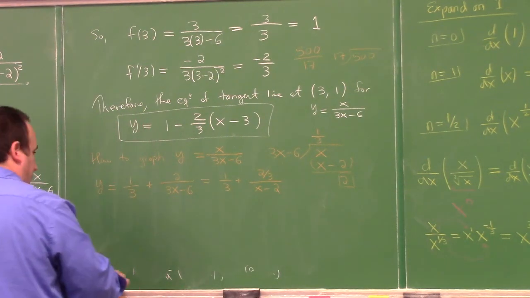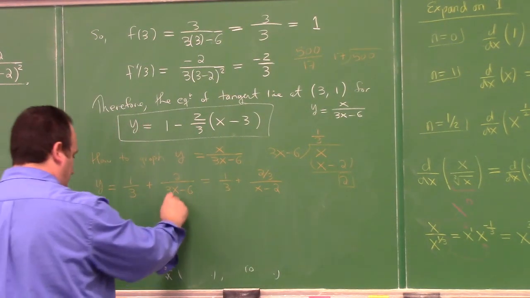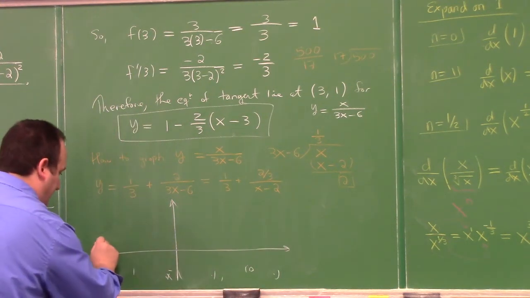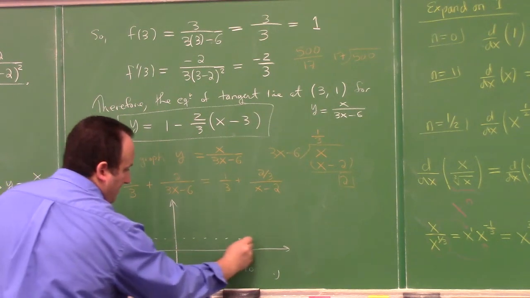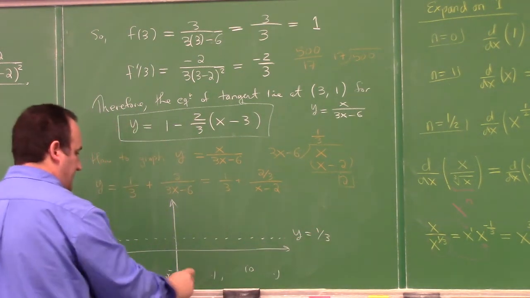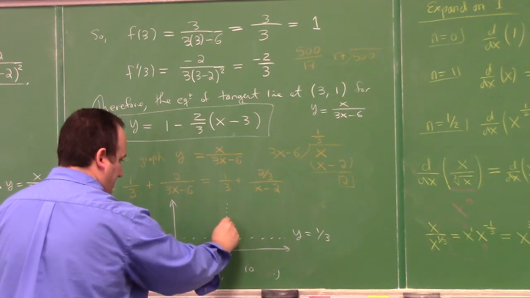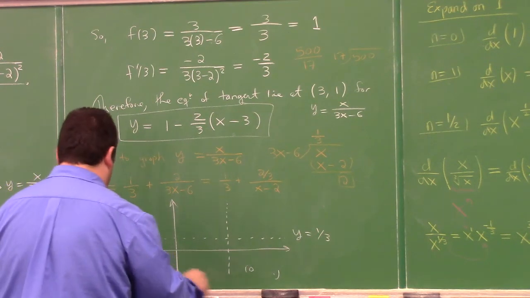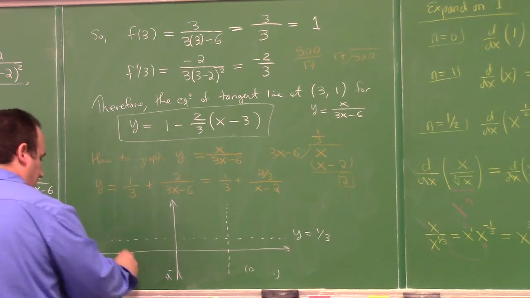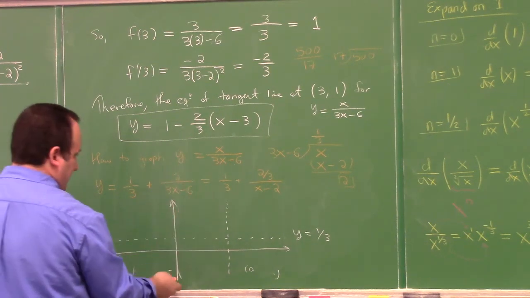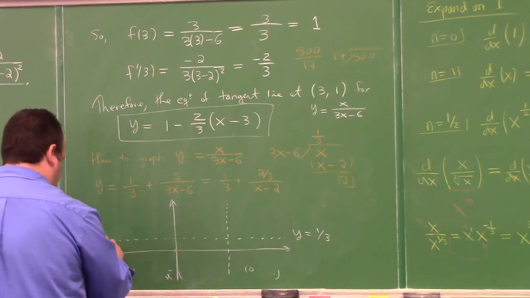And so that I can graph, because what we're looking at is something that has a horizontal asymptote of 1/3, a vertical asymptote at 2, and otherwise it's like a reciprocal function. So what is it at 0? At 0, this thing's 0. So it's something like this.